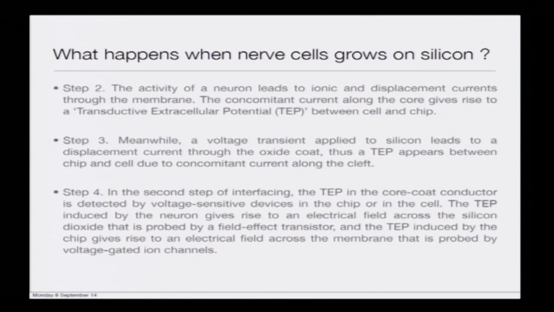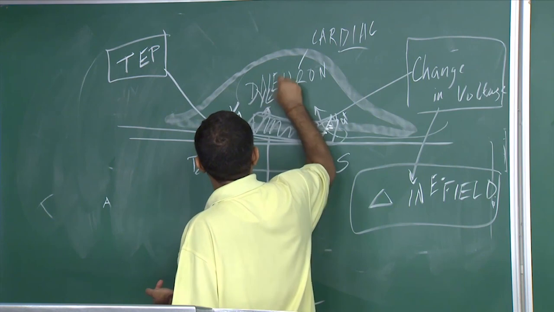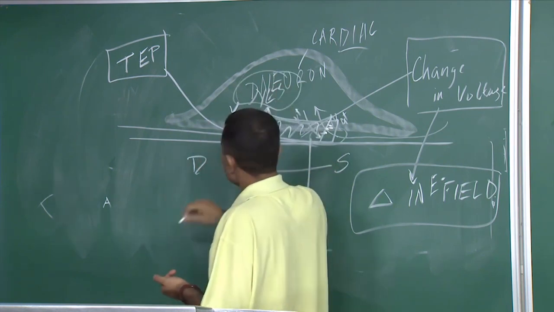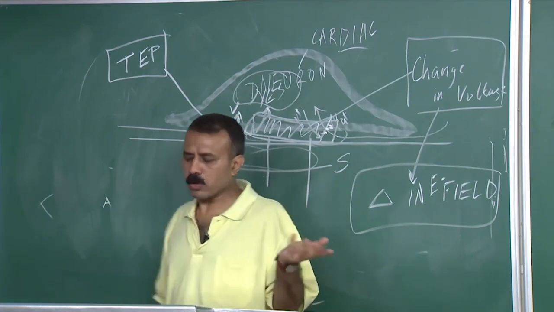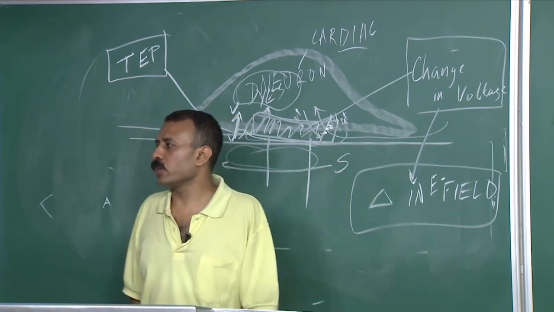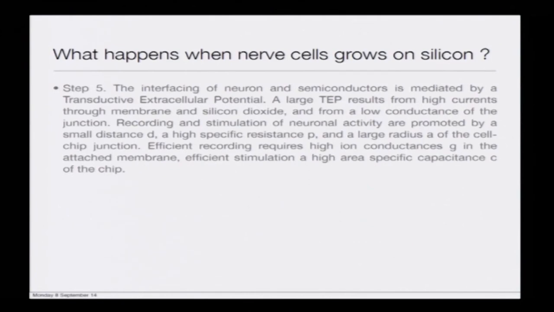In the second step of interfacing, the TEP in the core-coat conductor is detected by voltage sensitive devices in the chip or in the cell. You could have voltage sensitive dyes here, which could detect the change. You could have a voltage sensor here, which could see the change of the TEP. Okay. Now, what happens when the nerve cells, this is the last part, the interfacing of the neuron and semiconductor is mediated by transductive extracellular potential.